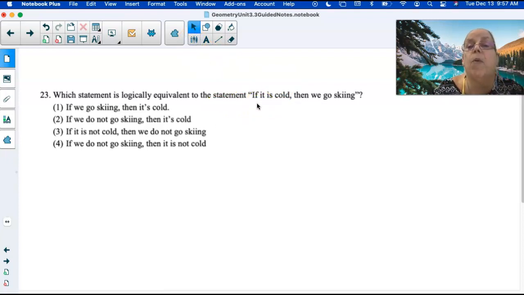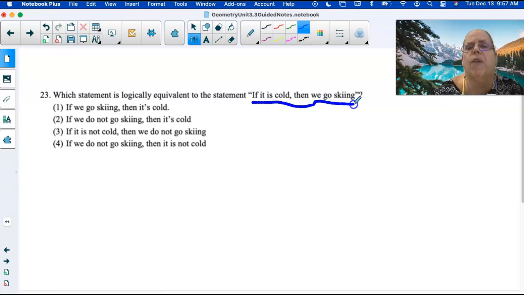Okay, this is our original. Oh my goodness, that's a straight line. We're going to pretend. Okay, and the contrapositive, these guys switch places and the word not goes in there. So if we do not go skiing, then it is not cold.